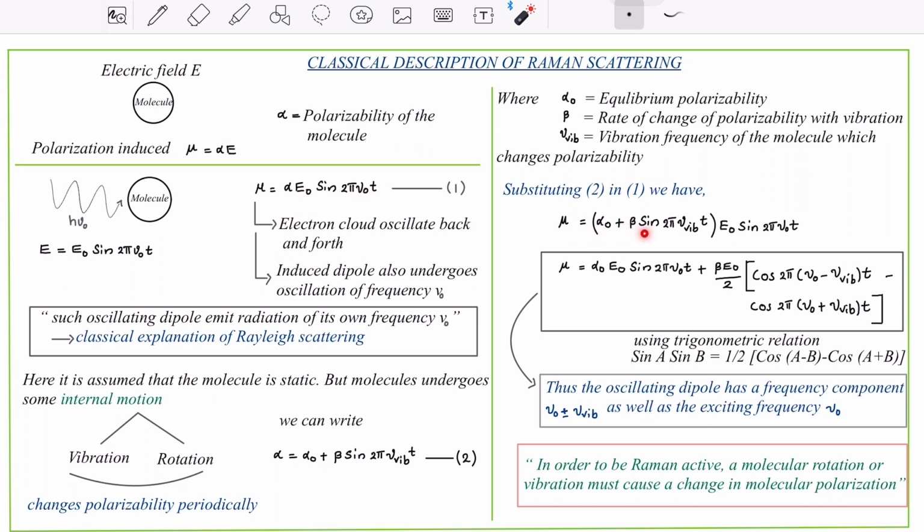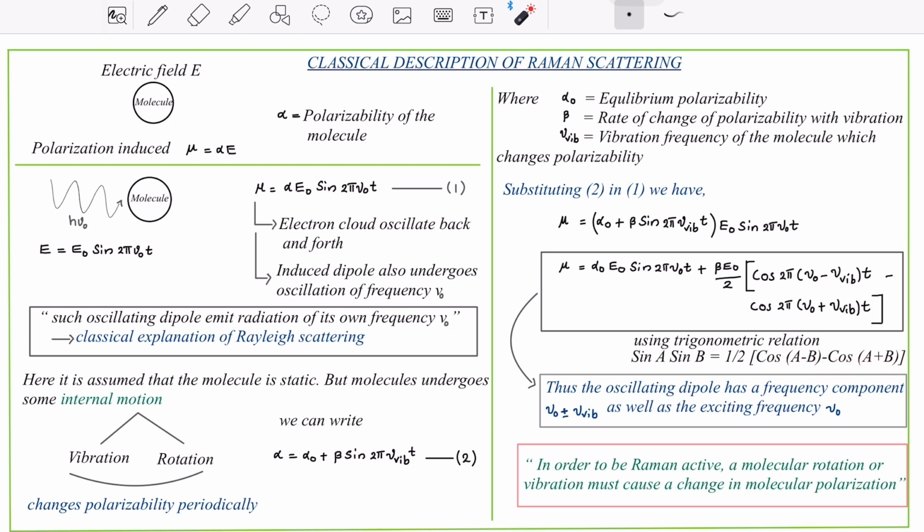We have mu is equal to alpha 0 plus beta sine 2 pi nu vibration t, times E0 sine 2 pi nu 0 t. This is equal to alpha 0 E0 sine 2 pi nu 0 t plus beta E0 by 2 times cos 2 pi (nu 0 minus nu vibration) t minus cos 2 pi (nu 0 plus nu vibration) t. Here we have used a standard trigonometric relation.